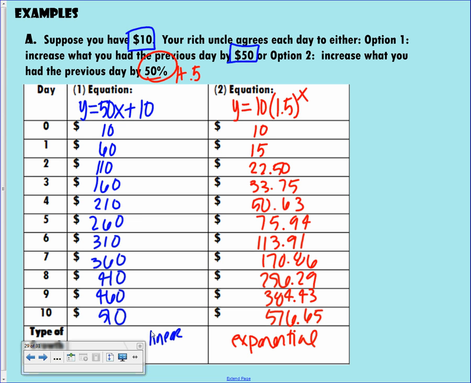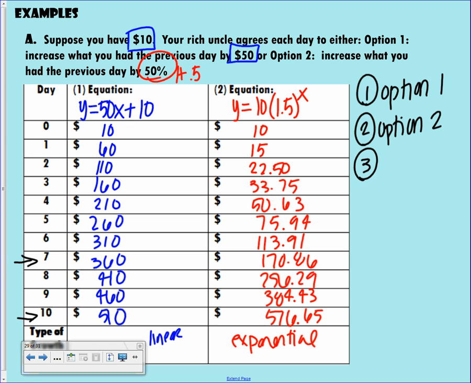Question 1 says, if I waited only 1 week, which would be 7 days, which deal is better? So at 7 days, right here on my 7th row, that would obviously be option 1. Question 2, if you waited 10 days, so waiting all the way down here to my last row, which would be better, that is going to be option 2. I've got another $66 in option 2.